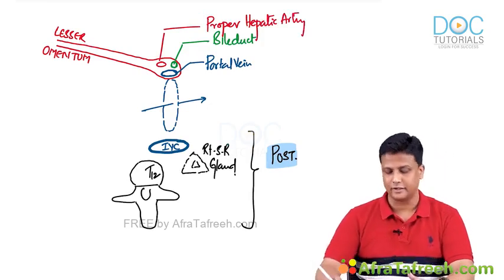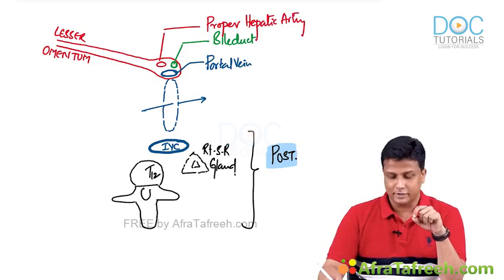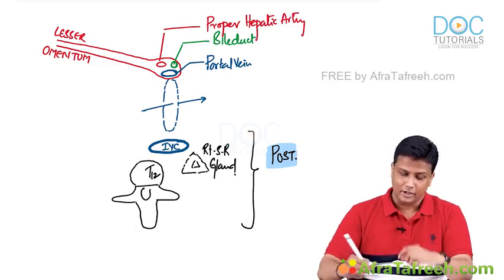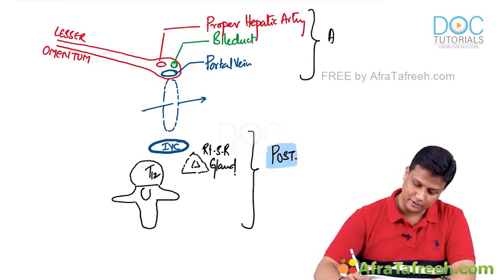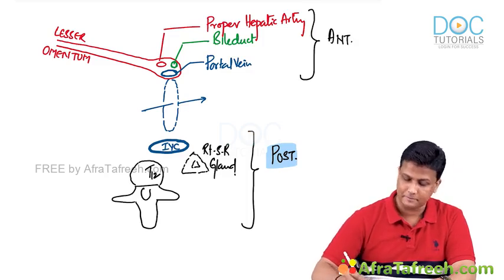There will be the proper hepatic artery. So basically the portal triad will be present in the free margin of the lesser omentum, but you also have to remember the exact arrangement of that one. And all this will actually be the anterior relations of the epiploic foramen. So these are the anterior relations of the epiploic foramen here, guys.